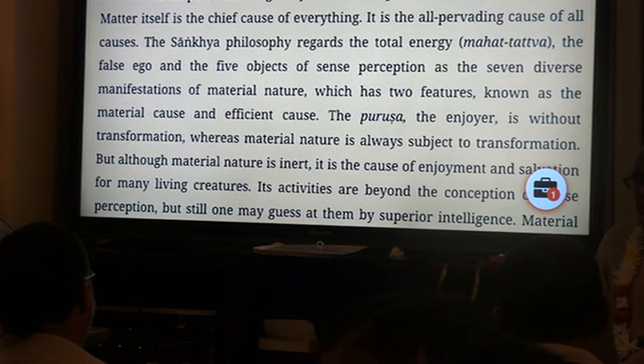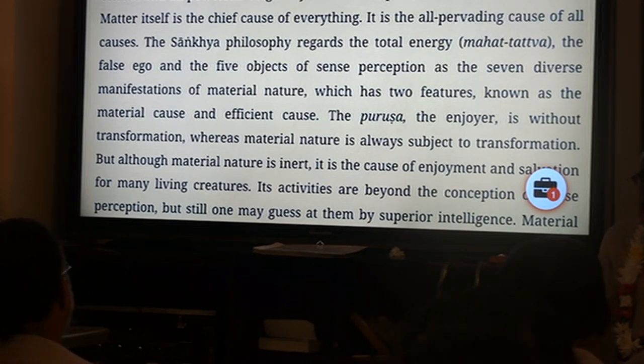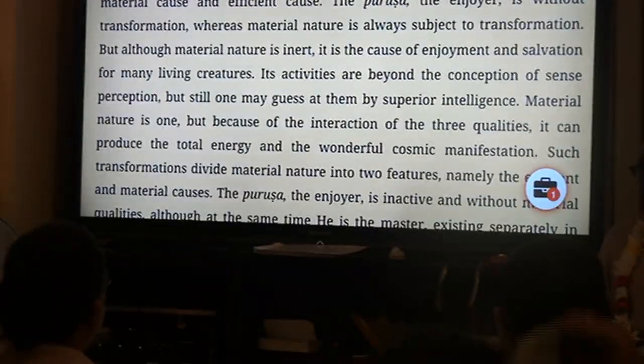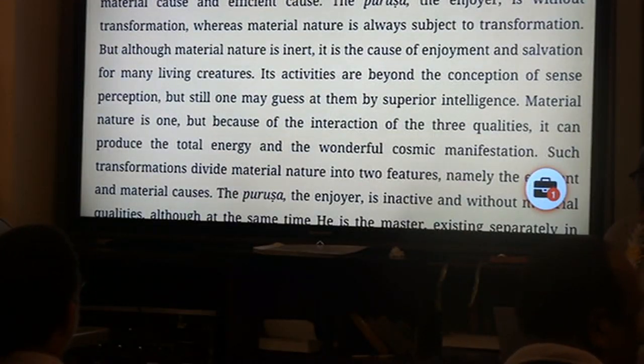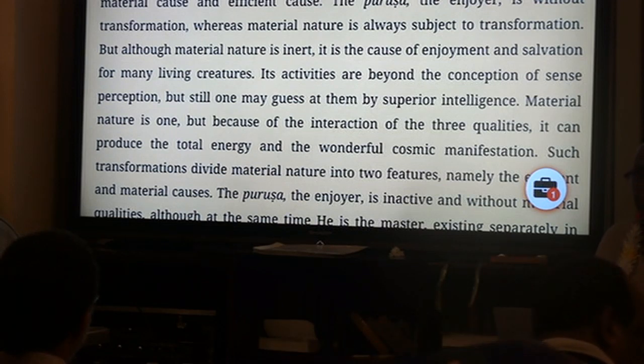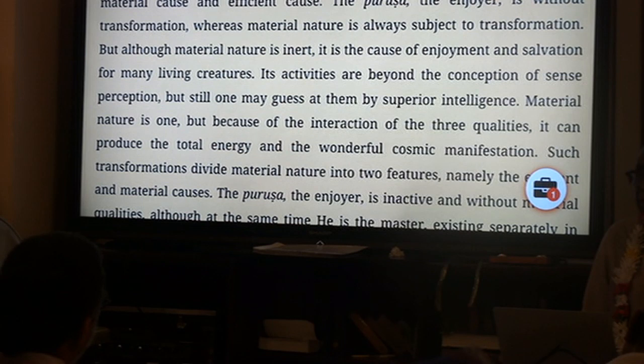The Purusha, the enjoyer, is without transformation, whereas material nature is always subject to transformation. But although material nature is inert, it is the cause of enjoyment and salvation for many living creatures. Its activities are beyond the conception of sense perception, but still one may guess at them by superior intelligence.